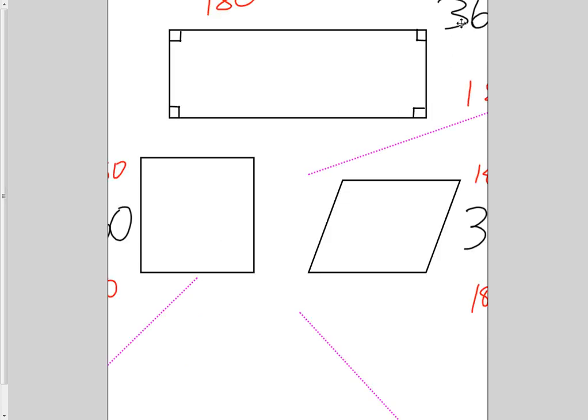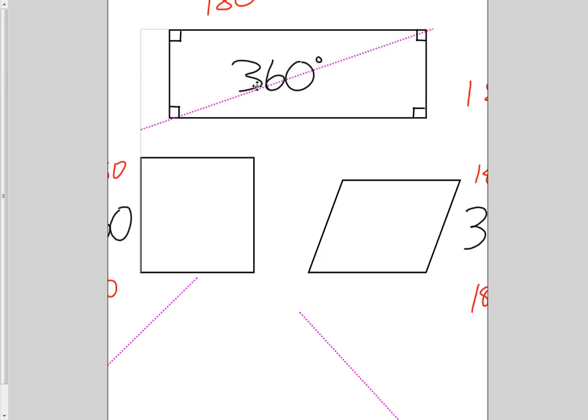Another way to look at it is, this is a rectangle. Now a rectangle we know is 360 degrees. You have four right angles, which would be 360 degrees. If I cut that rectangle in half, that makes two triangles. Well, each triangle would be half of the rectangle, so it's 180 degrees here and 180 degrees here for each triangle.